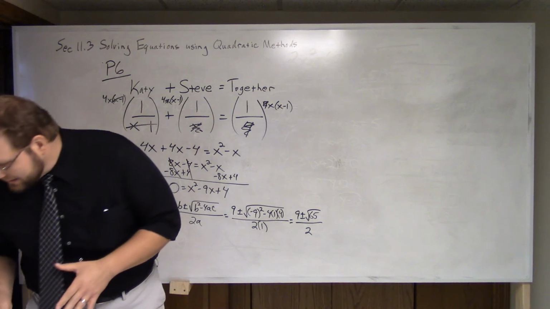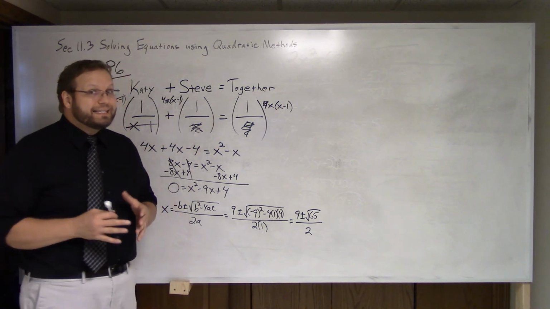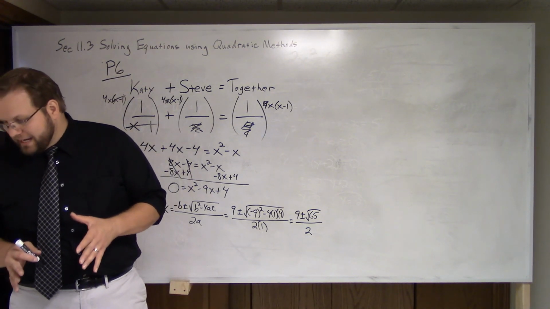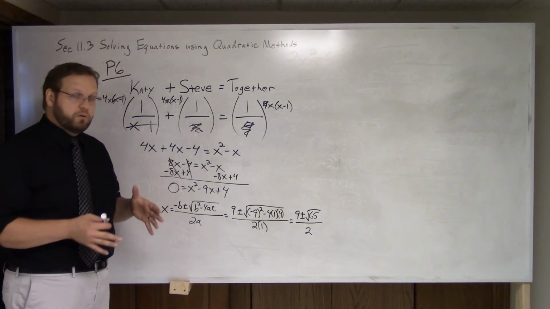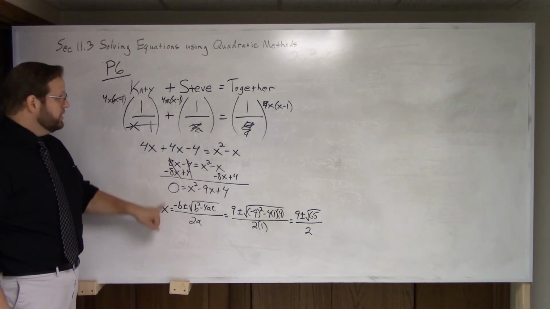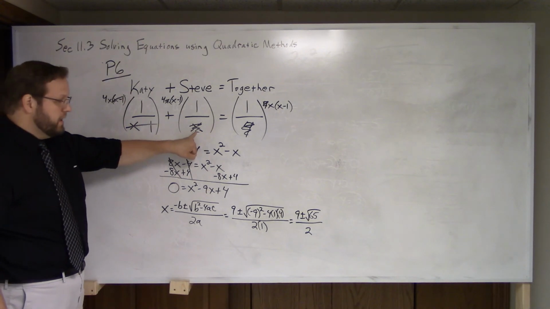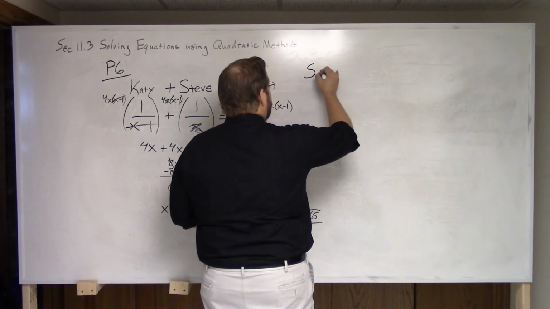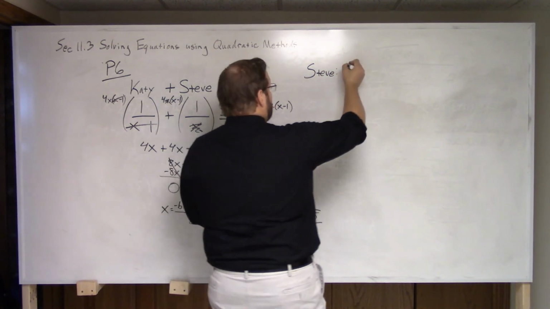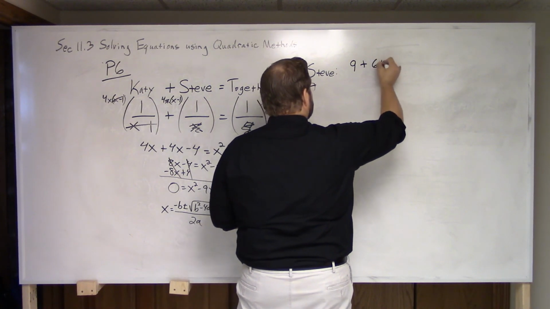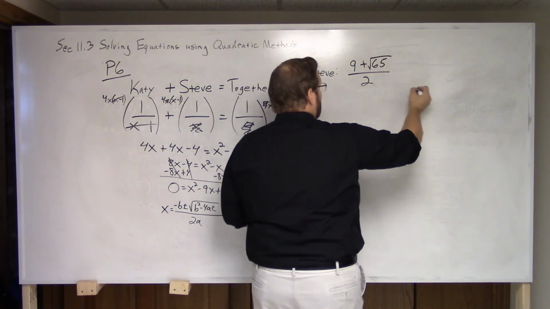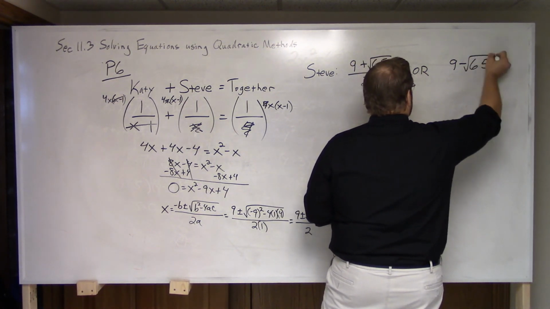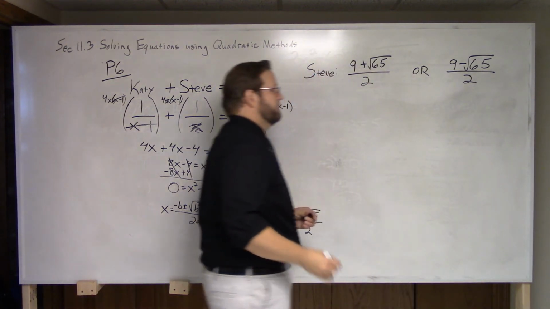Now, in this case, they are not telling us to round. They didn't say that you had to round this. So what they wanted to find was the time in which each of them can groom these dogs alone. This X we just found was a time for Steve. Okay? There's technically two answers here. So for Steve, we could have either 9 plus root 65 over 2 or 9 minus root 65 over 2.